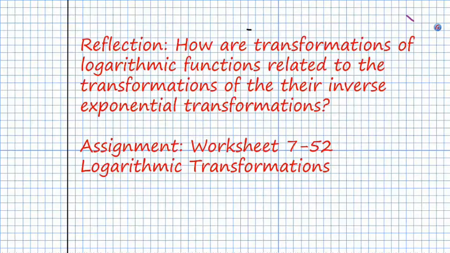All right. So your reflection today is how are transformations of logarithmic functions related to the transformations of their inverse exponential functions? Think about that just for a little bit, write a sentence or two, and then go and get started on 7-52 logarithmic transformations.